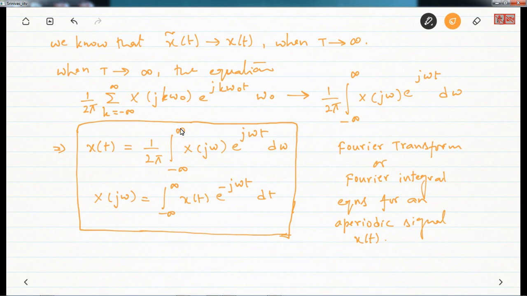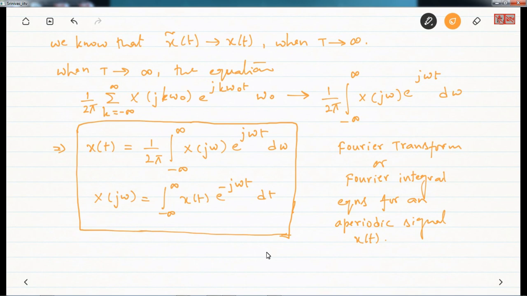So just compare this with your Fourier series. In Fourier series, here you have a summation sigma k equal to minus infinity to plus infinity, and then here you have ak, and here you have e power j k omega naught. So all these summations become integrals, and your sampling becomes closer and closer. In these two equations, this is called a synthesis equation, and this is called the analysis equation.